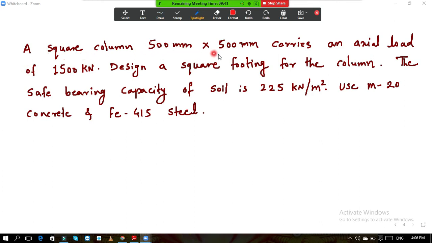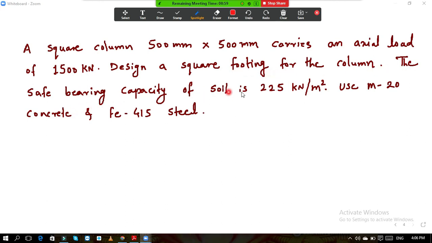A square column 500 mm by 500 mm. So the dimensions of the column are given to you, 500 mm by 500 mm. It carries an axial load of 1500 kilonewton. So the load carried by the column is also given to you, 1500 kilonewton. Now what they say further is, design a square footing for the column. So they have already told you in the numerical to design the square footing. Whatever footing we are going to design should not be a rectangular footing, it must be a square footing.